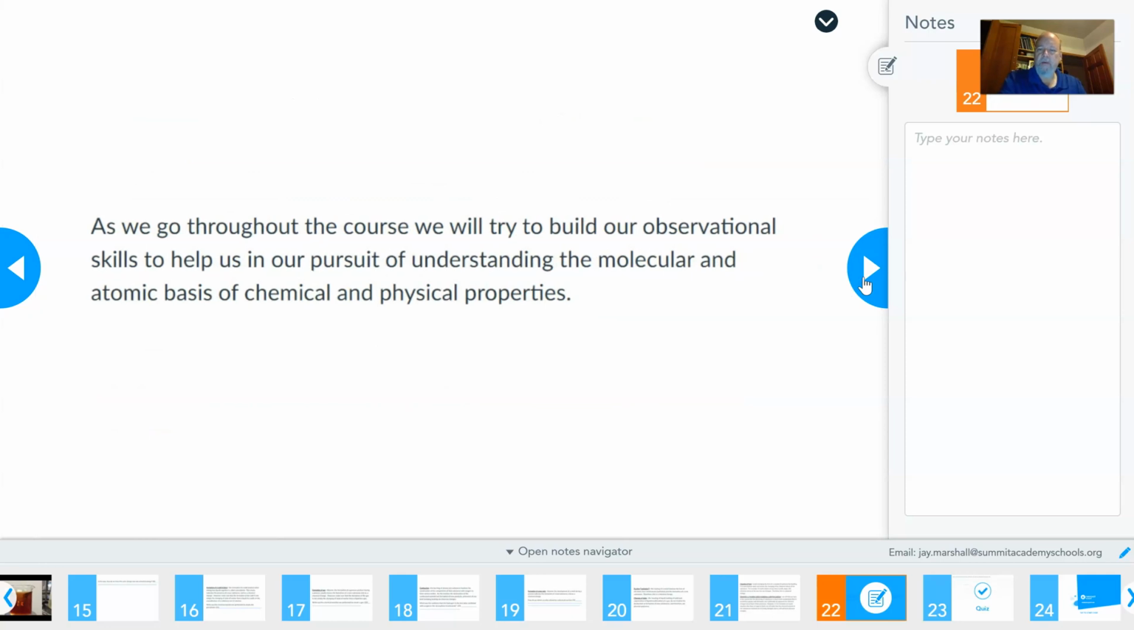So we'll call the simpler dissolvings physical changes. Okay, so as we go throughout this course, we'll try to build on our observational skills to help us pursue understanding of molecular and atomic bases for chemical and physical properties. And hopefully this is a good start to that. We can see what kinds of things we need to be on the lookout for to say, hey, a chemical process is going on there.